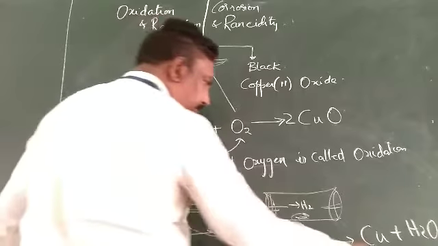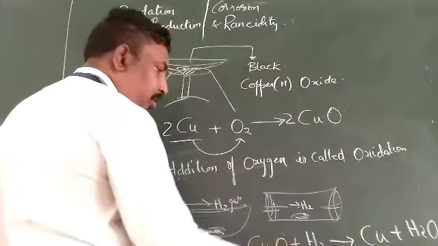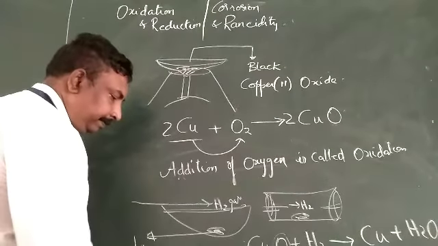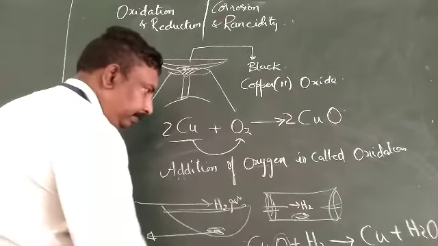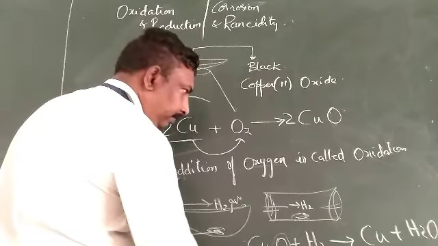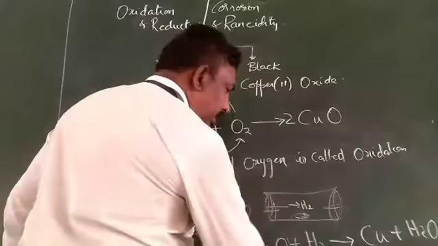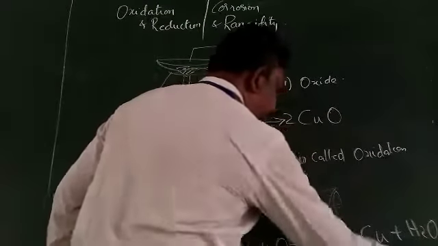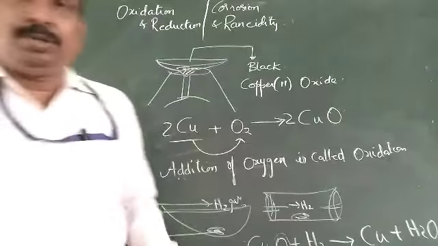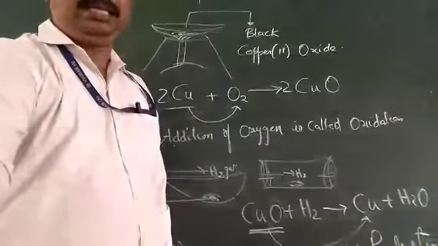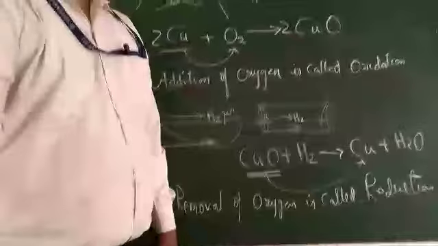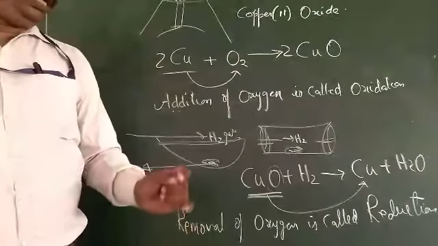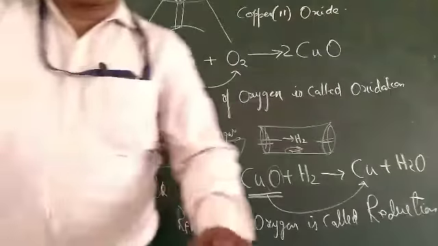Now here you can see that this copper oxide has turned to copper. It has lost oxygen. So removal of oxygen, that reaction is called a reduction reaction. So now you understood what is oxidation and what is reduction. Addition of oxygen is called oxidation. Removal of oxygen is called reduction.